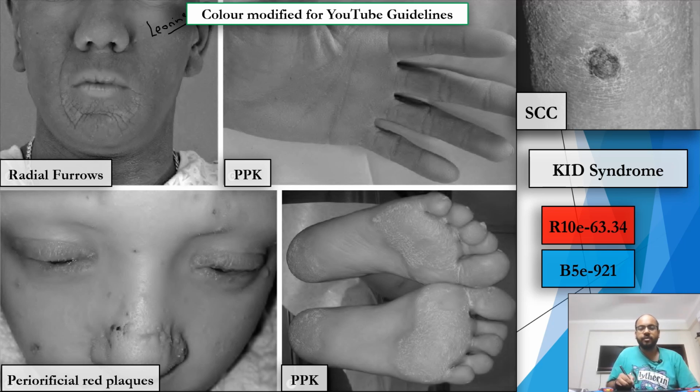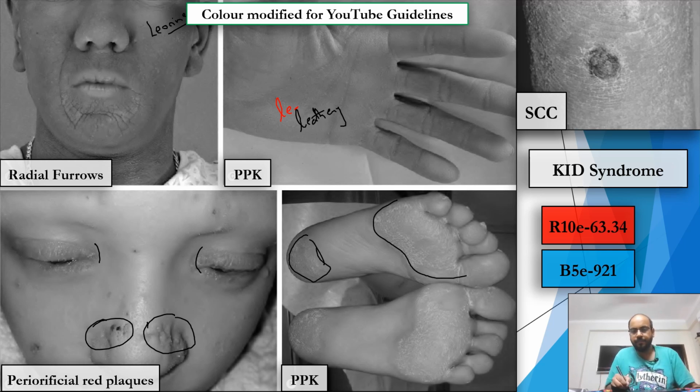look at these pictures. There is PPK, palmoplantar keratosis, with a grained leather appearance. Let me change the color. So the leathery appearance is there on the palms, and in fact, periorificial furrows and periorificial red plaques can be seen. This is around the eyes. You can see a bit around the nasolabial folds. This is just the PPK, and this is invasive squamous cell carcinoma observed in the background of Kidd syndrome.